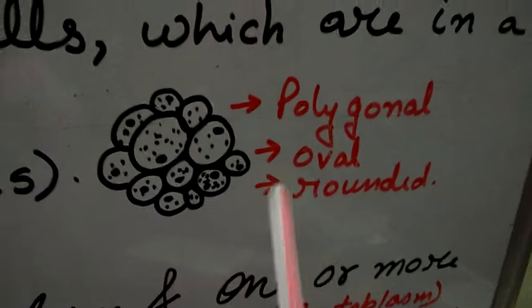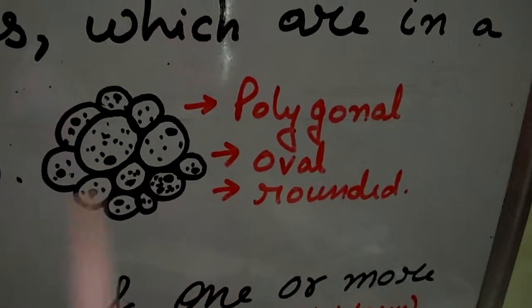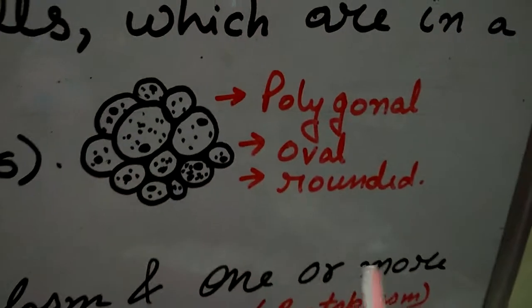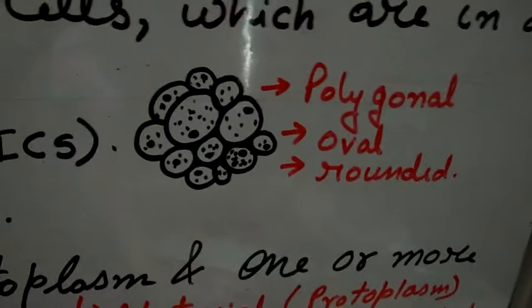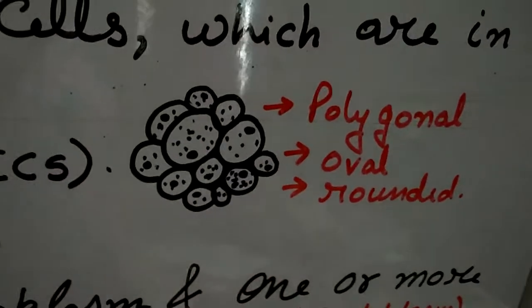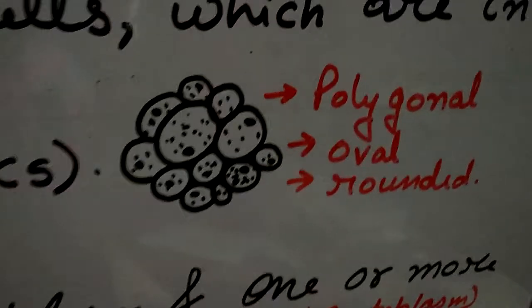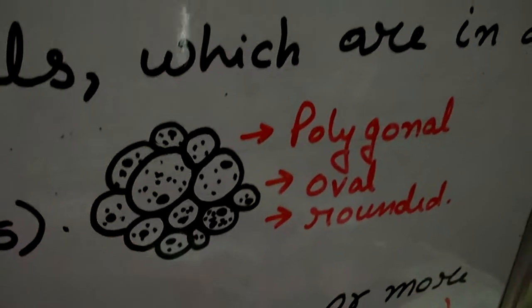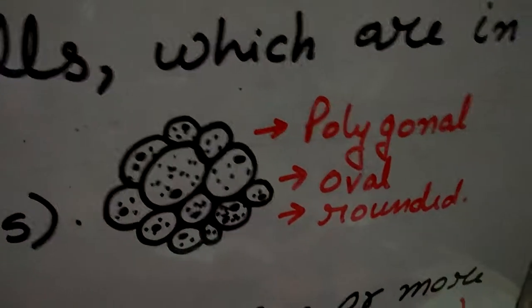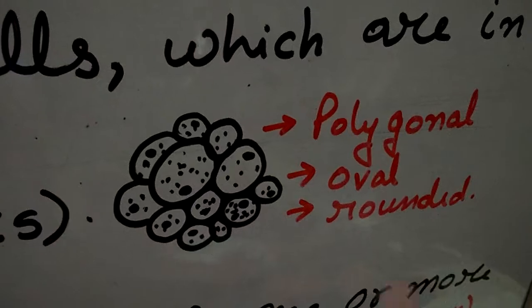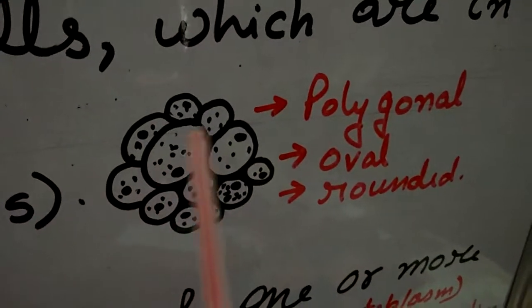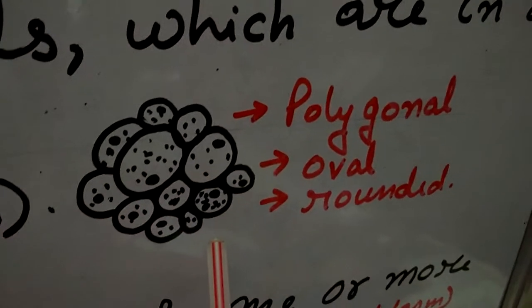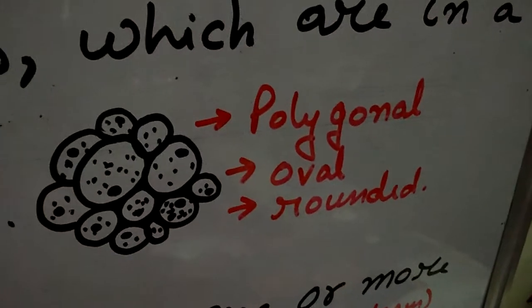And these cells could be polygonal in shape, oval in shape, or rounded in shape. So it doesn't matter what type of shape you are taking into consideration, but the shapes should be similar throughout. Like here I have drawn all the cells oval. You could have drawn them polygonal or rounded.